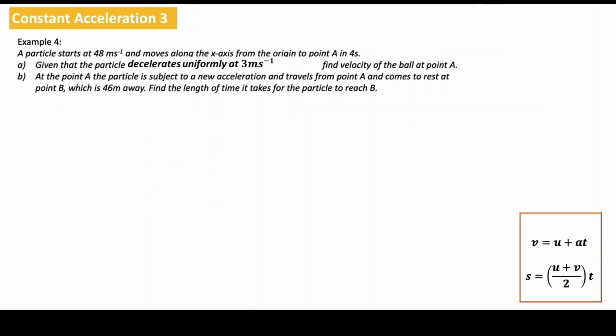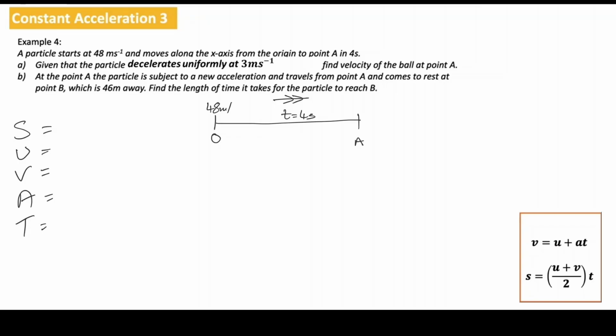And just one more example. Here, we're told that a particle starts at 48 meters per second and moves along the x-axis from the origin to a point A in 4 seconds. Okay, here's my diagram. I'm starting from the origin and I'm moving to a point A. I'm just going to label arbitrarily, A is here. This journey segment took 4 seconds. The initial velocity, 48 meters per second. And our positive direction is off here towards the right. Okay, we're told, or we're given, that the particle decelerates uniformly at 3 meters per second squared.